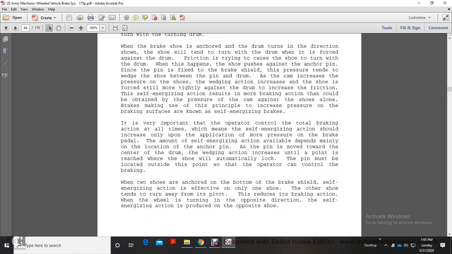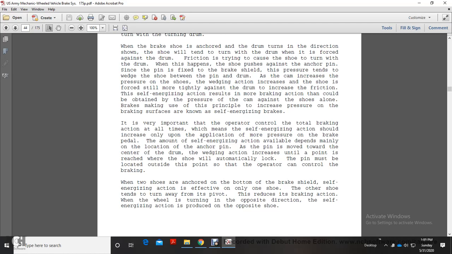The amount of self-energizing action available depends mainly on the location of the anchor pin. As the pin is moved down toward the center of the drum, the wedging action increases until the point is reached where the shoe will automatically lock. The pin must be located outside of this point so the operator can control the braking.